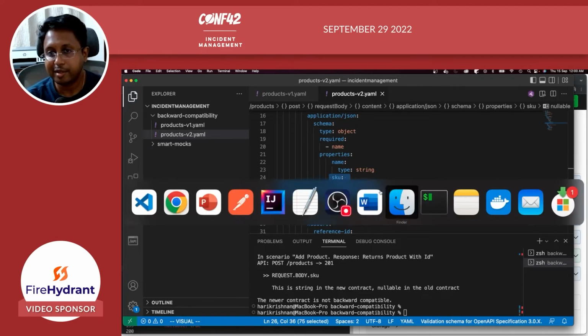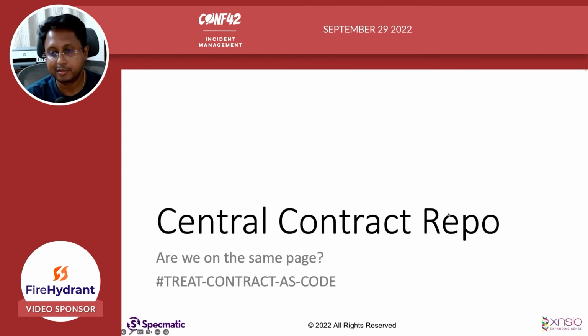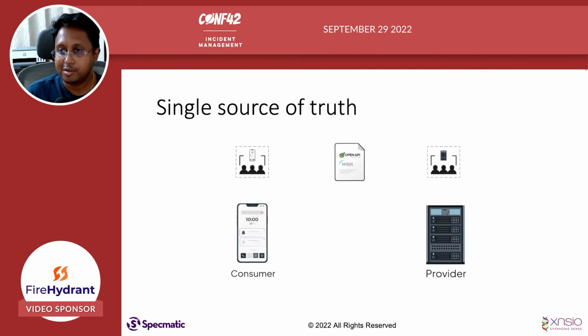Now with that out of the way, let's move to the next topic, which is called central contract repo. Are we on the same page? What do I mean by that? Now we've seen contract as test, contract as stub, and backward compatibility verification, and all of this hard work that we've done.